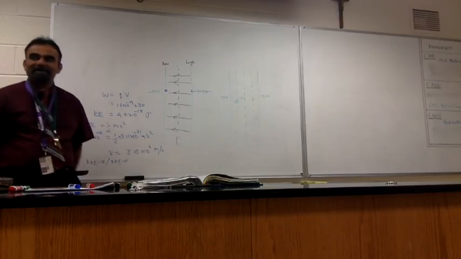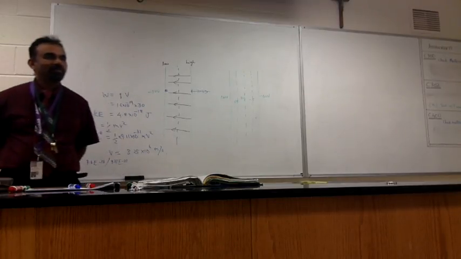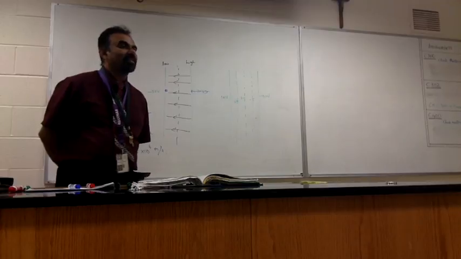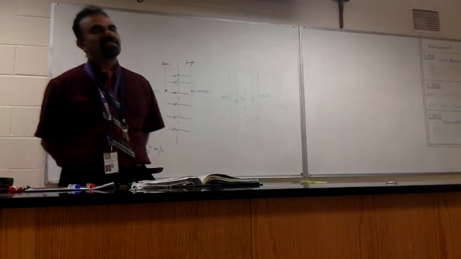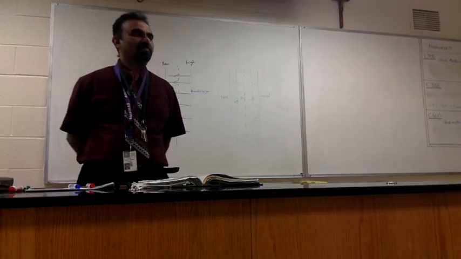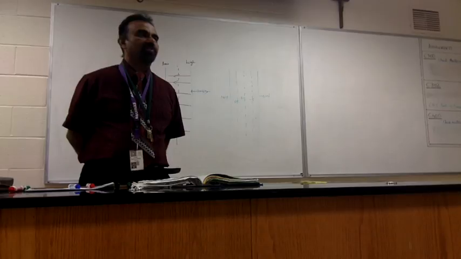Where's the electron gun used? Any clue? Yes. Microwave. Microwave is a magnetron. It uses a magnetron. It generates electromagnetic waves. I don't think there's an electron gun there.